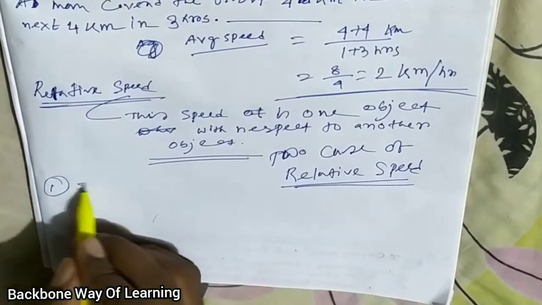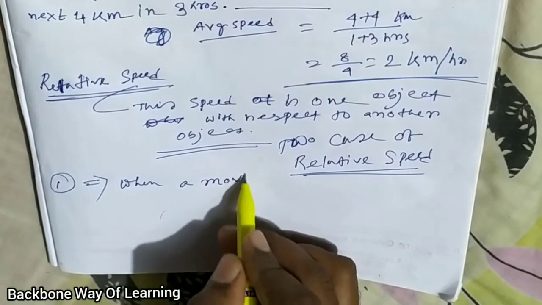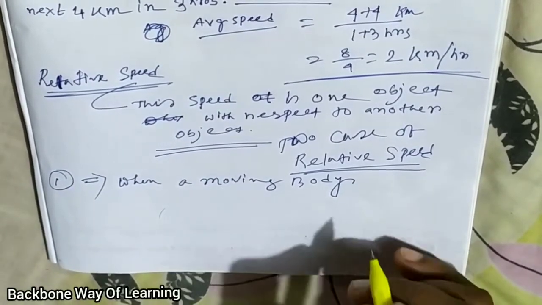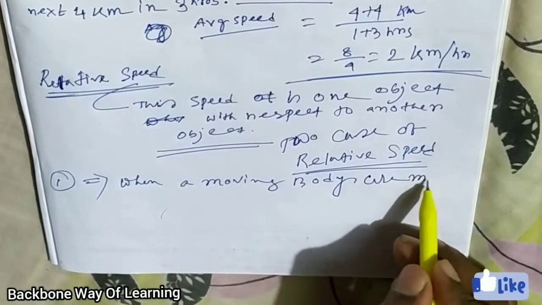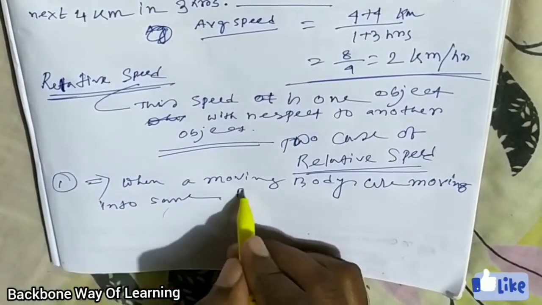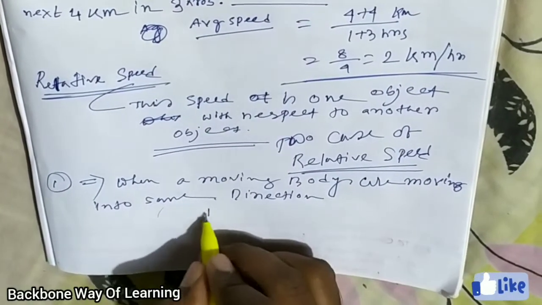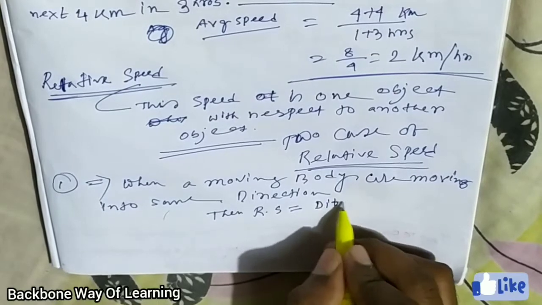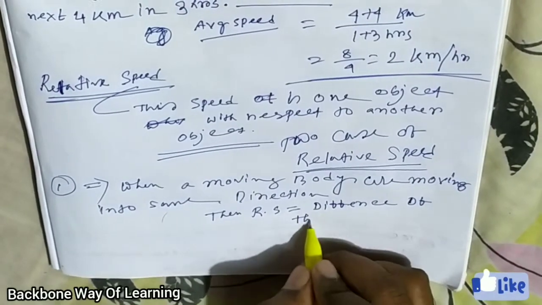Point number one. When two moving objects are moving in the same direction, then relative speed is equal to the difference of their speeds.